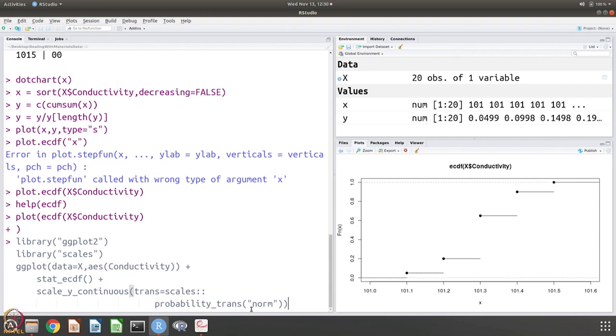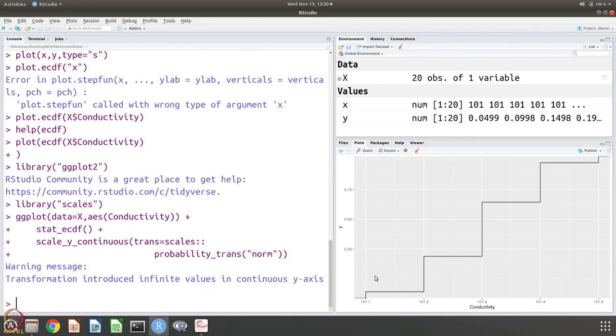And with the probability scale, we can see how the data would look if it were a normal distribution, and what the actual data look like. So that is what we want to compare, and that is why we want to do this scale transformation. So let us do this, and you have this. And if this is a sort of straight line, that indicates that the data has a normal distribution. But anyway, there is a warning message.